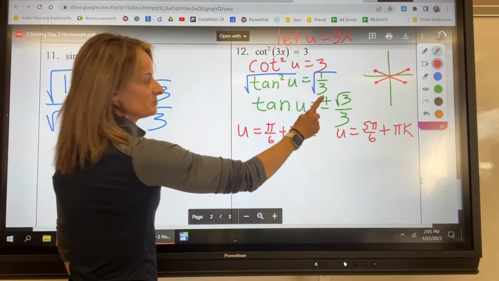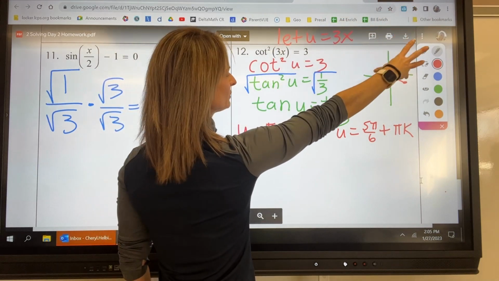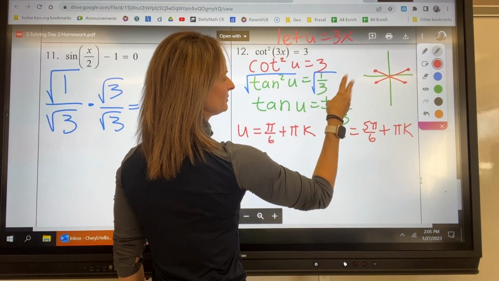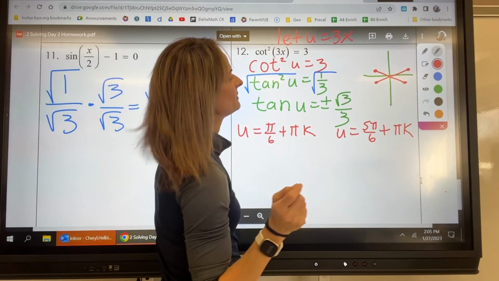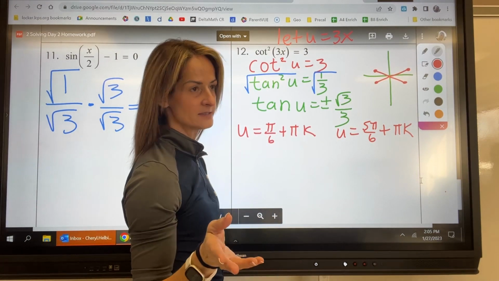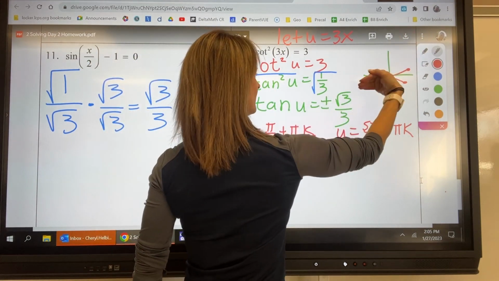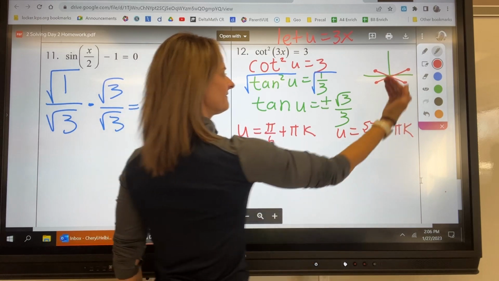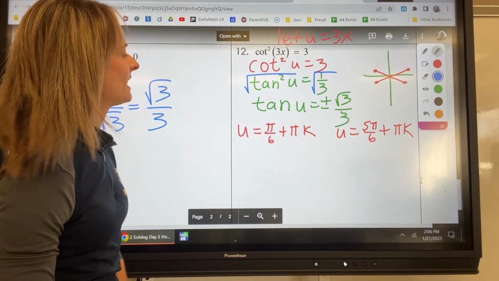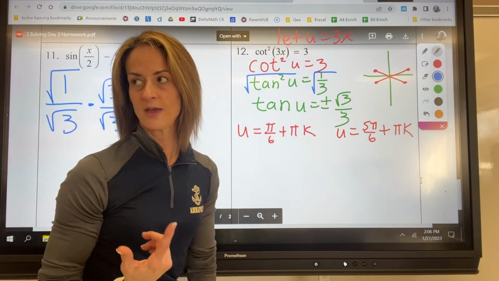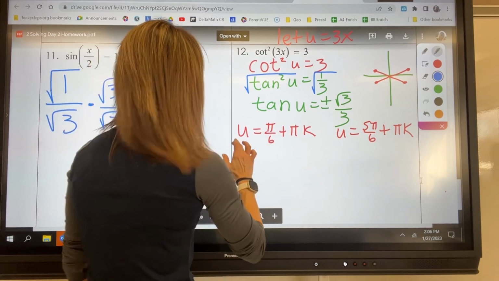So now it's plus or minus. So we go to the unit circle. We recognize that root 3 over 3, the tangent, that has to be the short angles. And so those angles have a denominator of 6. That's going to be pi over 6 plus pi k, and 5 pi over 6 plus pi k. Now, the next step is, this is for u, we're not finished. We have to substitute the original, the 3x, back in for the u. So we do that.